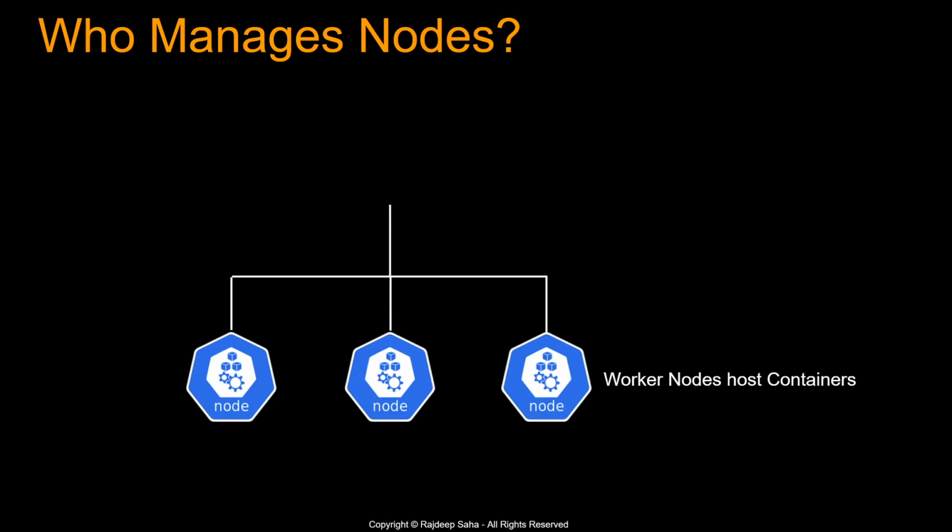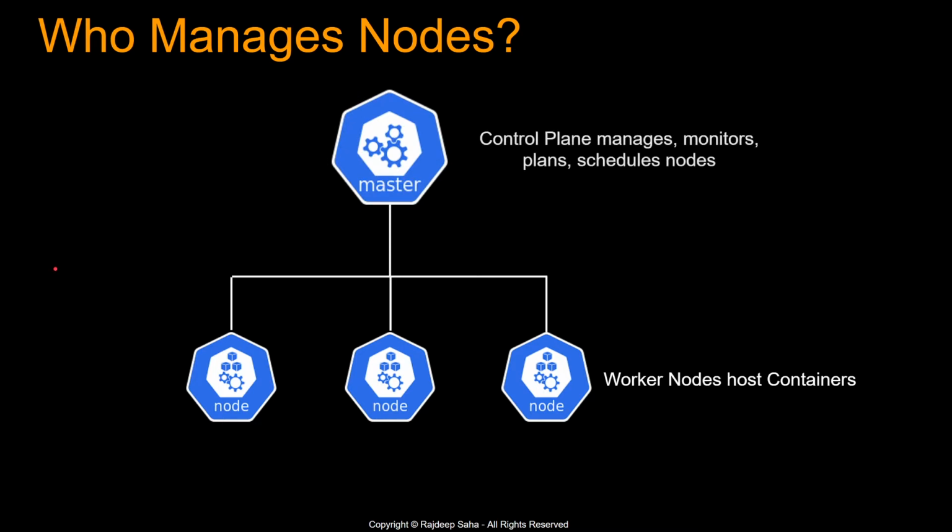However, somebody or something needs to manage this process, such as which container should go to which node, how many copies of the container should run, does this cluster need more nodes, etc. And that is the job of the Kubernetes master, also known as the control plane. So the control plane has a lot on its plate. It has multiple components that do these functionalities.